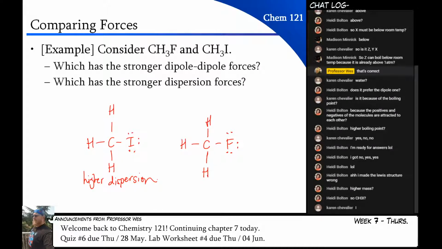All right. Which one is more polar, and thus has stronger dipole-dipole forces?